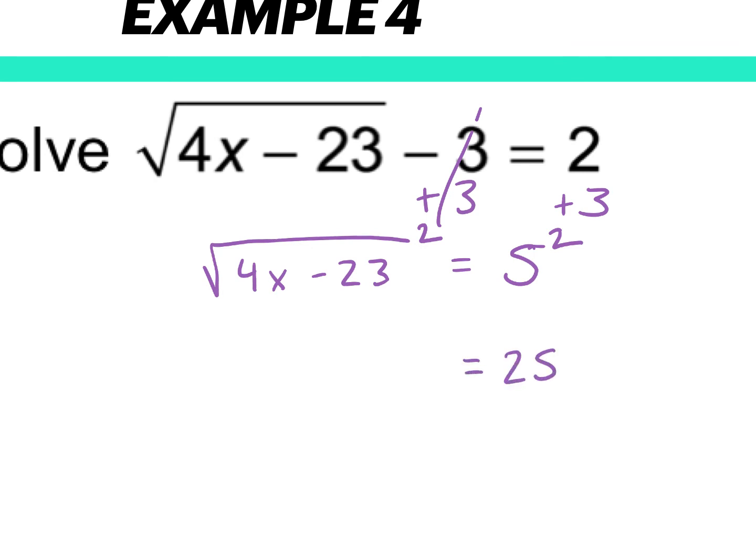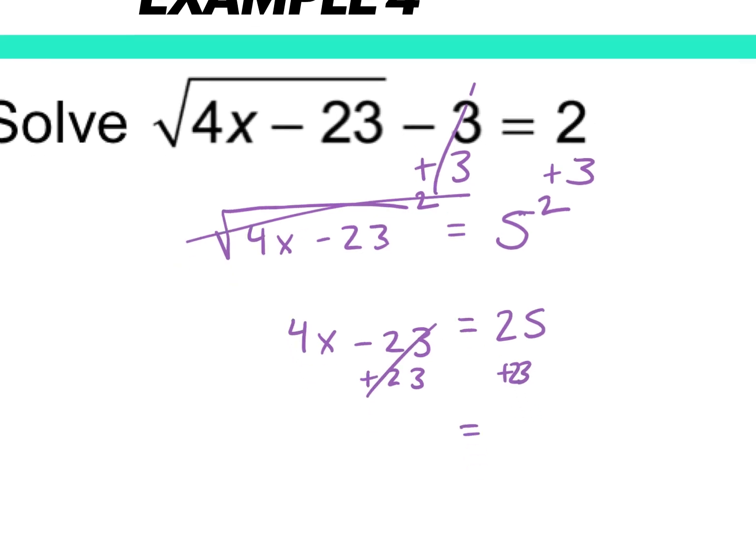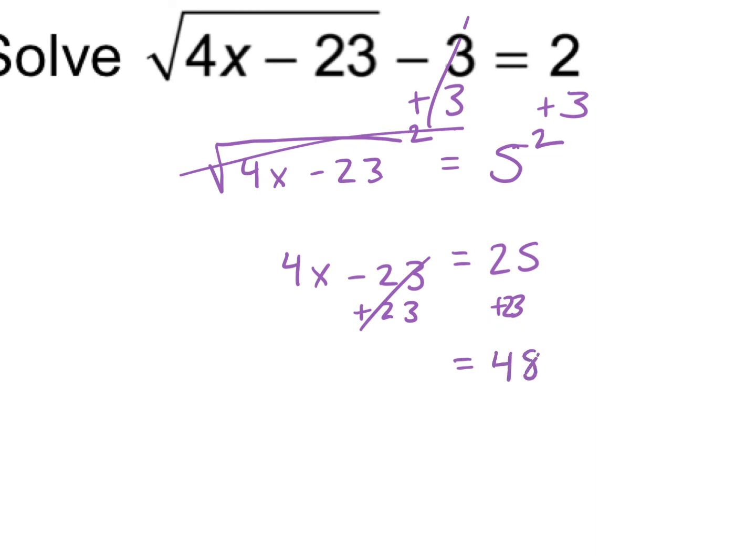What happens on the left side? They cancel. So then we're just left with everything on the inside, which is 4x minus 23. What do we do next? Add 23 to both sides. What's 25 plus 23? 48. So 4x is equal to 48. What do we do next? Divide by 4. So x is equal to what? 12. Perfect.